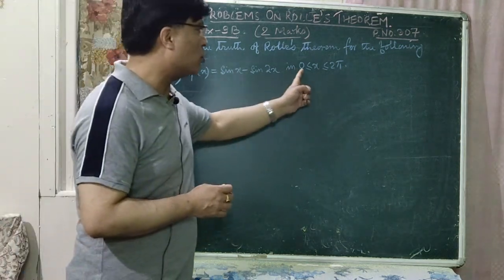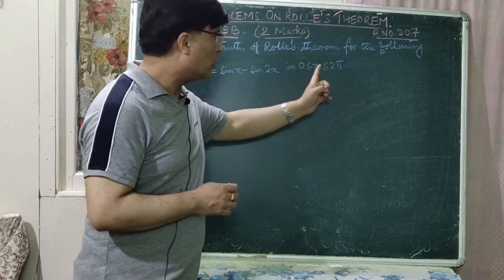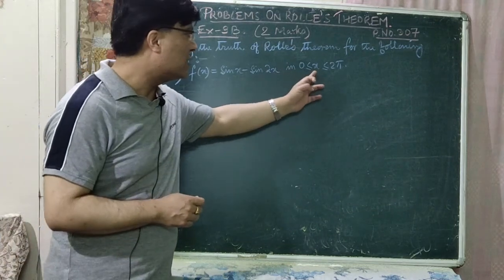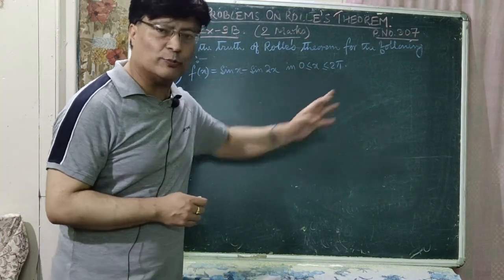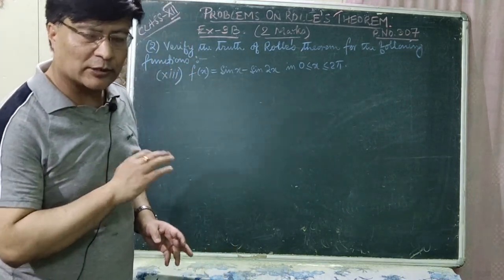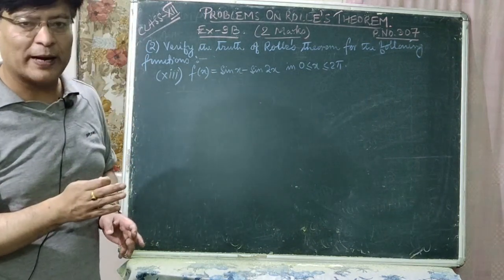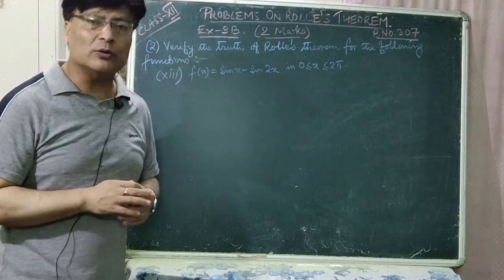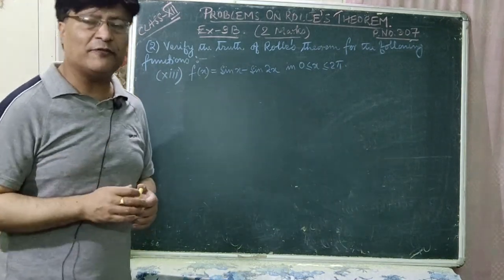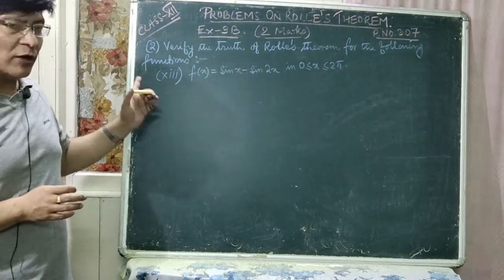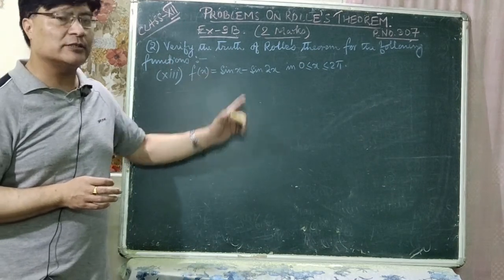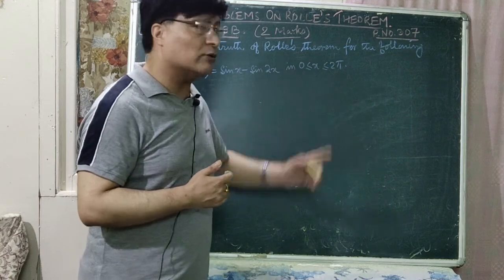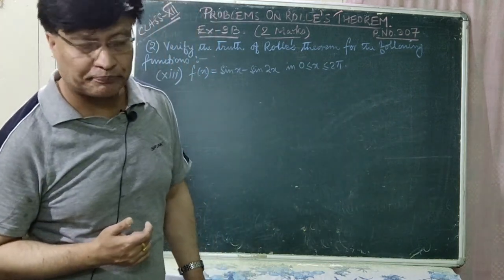So this is known as the open interval. And this is known as the closed interval, because in this case x is equal to 0 and x is equal to 2 pi, and x lies within 0 and 2 pi. This is known as closed interval. So you have to verify the truth of Rolle's theorem for the following function, f of x is equal to sin x minus sin 2x in the closed interval 0 less than or equal to x less than or equal to 2 pi.